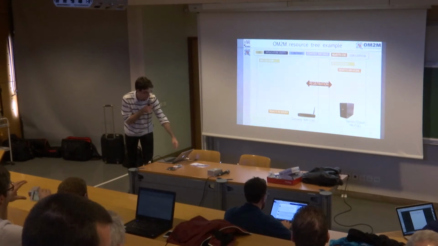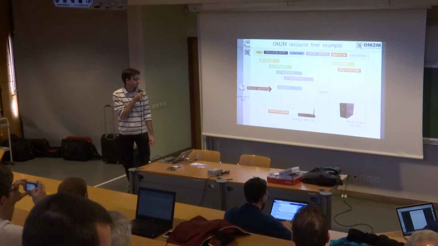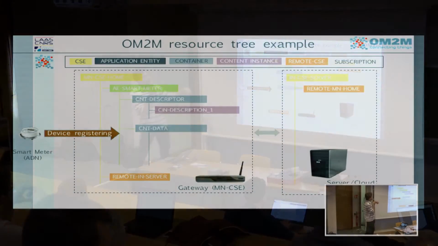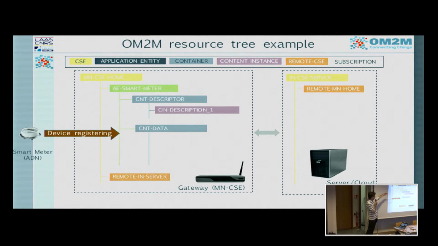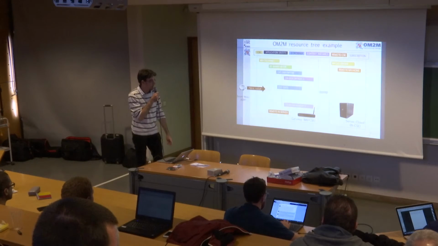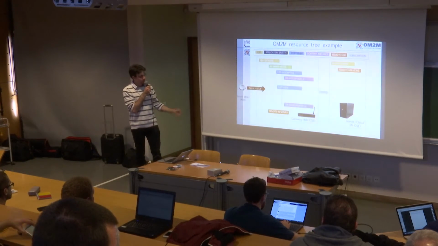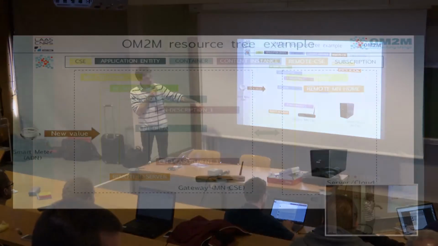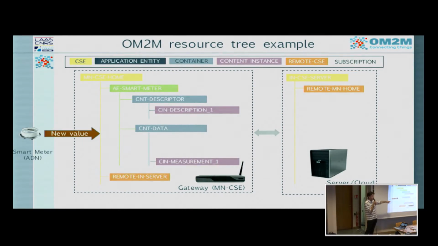So first the gateway registers, then you can register your smart meter in the gateway. So you have here an example with an application that will represent your device, and then some containers that will allow you to structure the data that will be stored in the gateway. So now that everything is registered, the smart meter pushes a new value. So you have here a content instance that is created in the gateway.